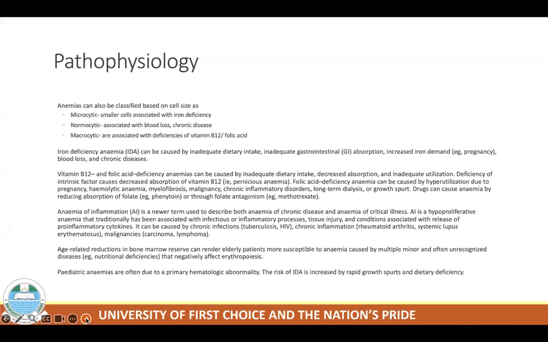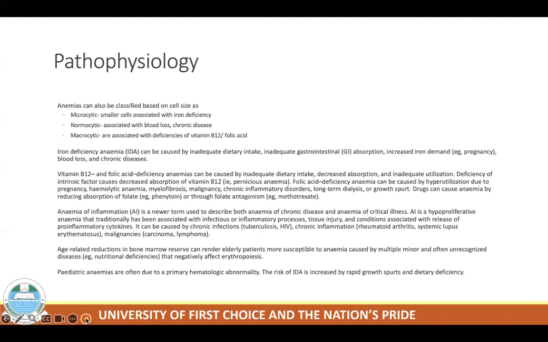So it's hypoproliferative, that it suppresses the bone marrow's ability to produce red blood cells, and it's been traditionally associated with infections or inflammatory processes, tissue injury, and conditions that are associated with release of pro-inflammatory cytokines. It can be caused by chronic infections like TB, HIV, can also be caused by rheumatoid arthritis, and patients that present with systemic lupus erythematosus, SLE, and then, of course, cancers as well.